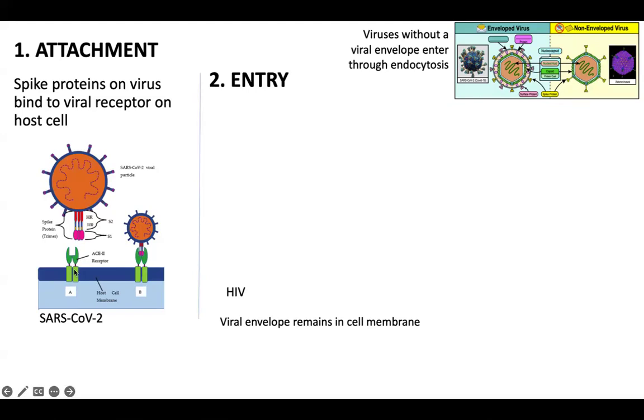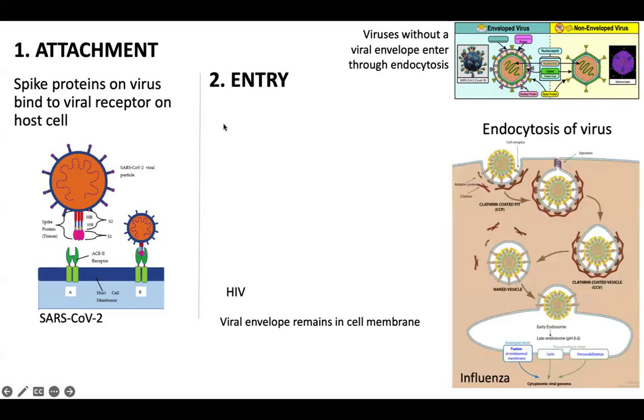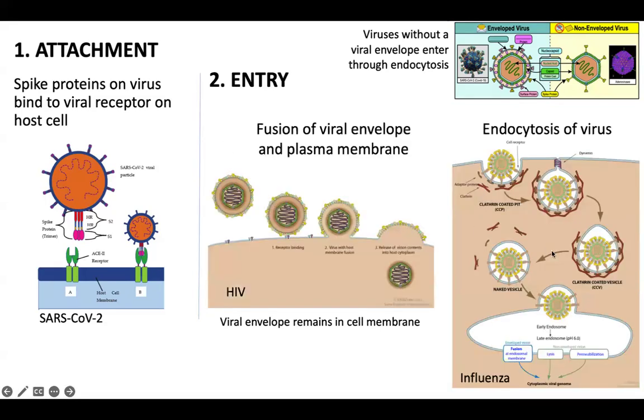All right, so after attachment, we can see entry, and we can look at two different means of entry. One is fusion of the viral envelope with the plasma membrane. After receptor binding, the viral envelope will fuse with the plasma membrane of the host, and the inside of it, so the capsid and the genome, are going to enter the host cell. That viral envelope will remain joined with the cell membrane.